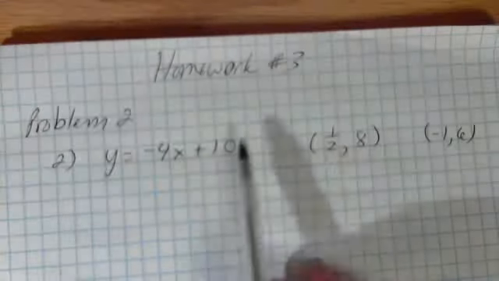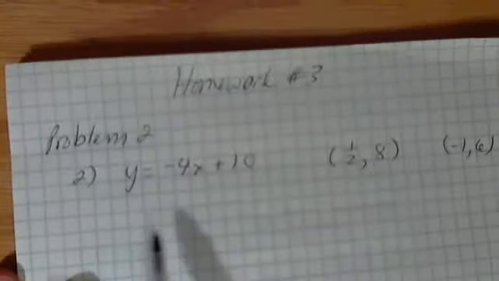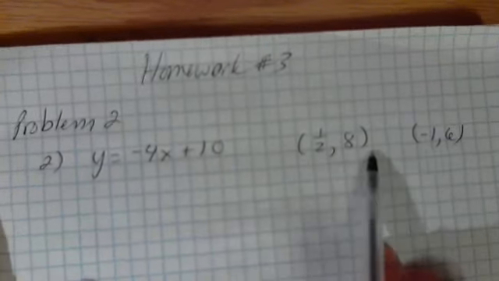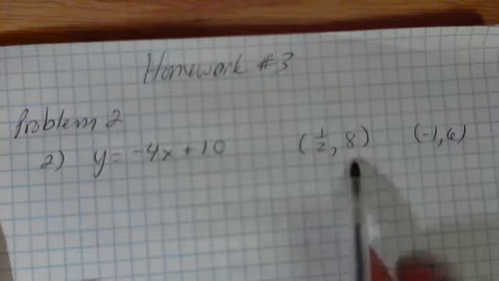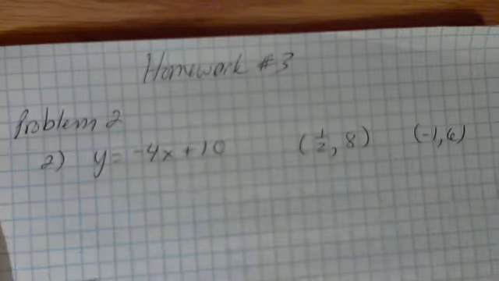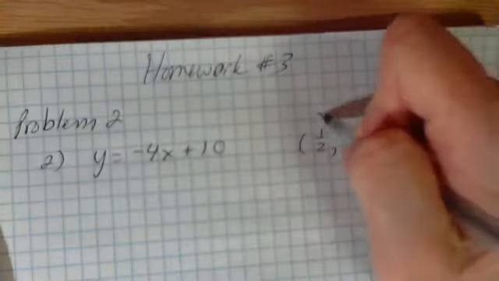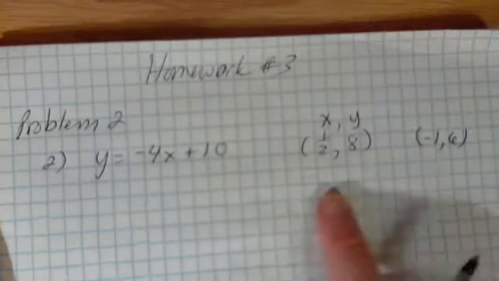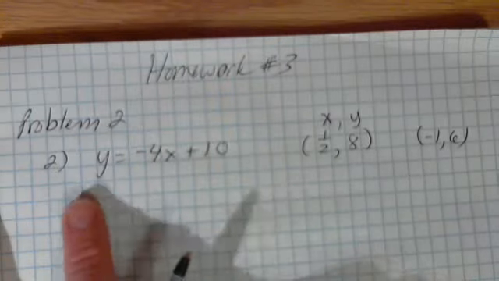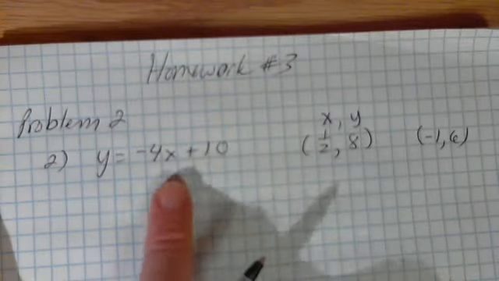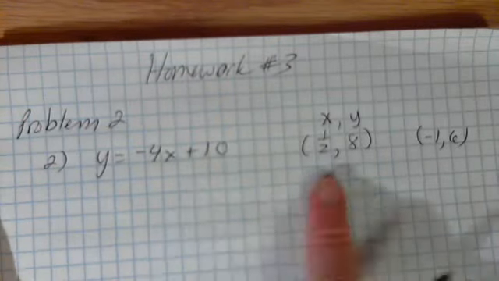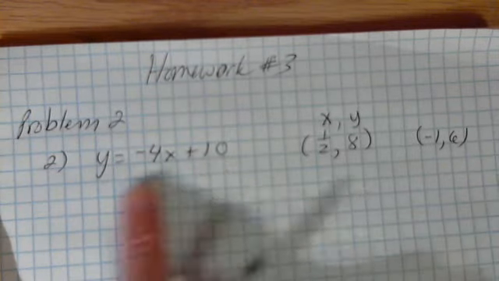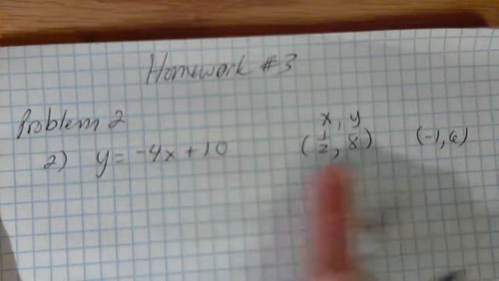This is homework number 3, problem 2. You're given an equation, and then you're given an ordered pair, and you're being asked, is this ordered pair a solution to this equation? What that means is, this ordered pair is an XY coordinate location on a graph. And if we graphed the equation y equals negative 4x plus 10, if this point is on the graph of the line that this equation makes, then this point is a solution.